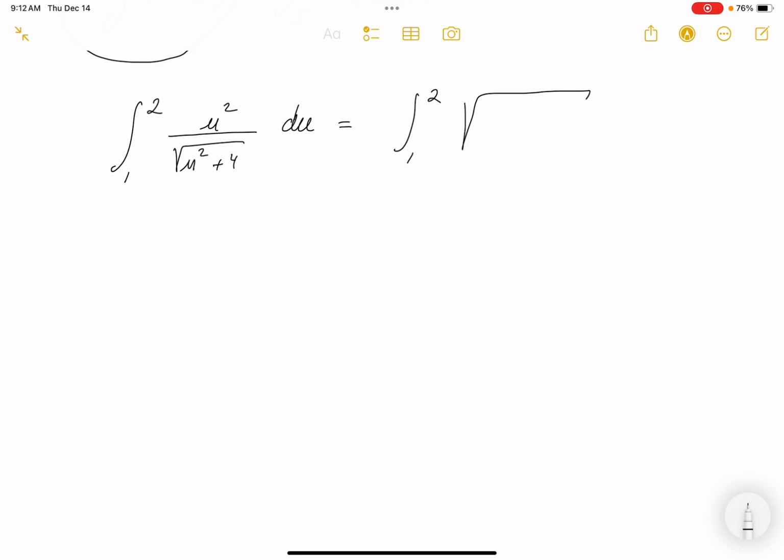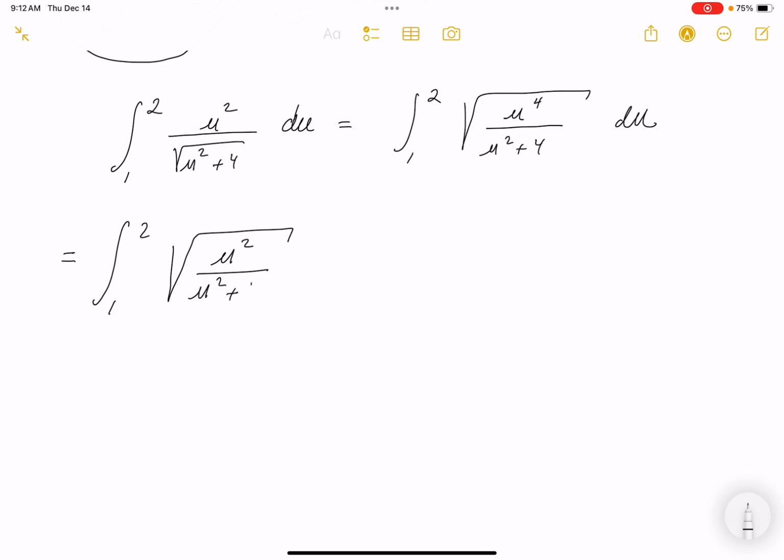And I'm going to say this would be u to the 4th now over the square root of u squared plus 4 du, because I want to get that one kind of root there. All right, let me keep going. I'm going to say 1 to 2, and this is going to be u squared now, u squared plus 4. And then there's another u squared, so the square root of u squared is going to be u du.